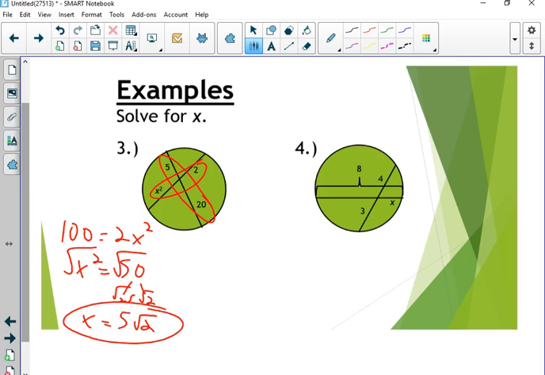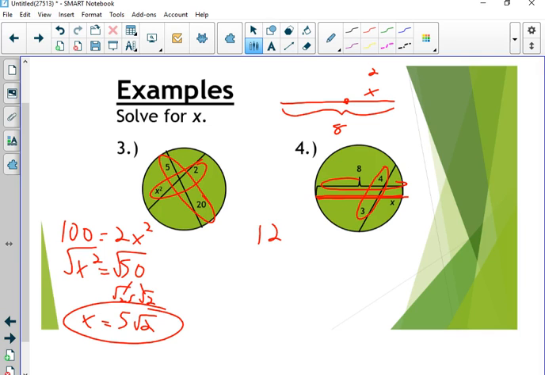Okay, last one. This right here is just showing you that this chord right here is 8. Okay? So what we have here is 3 times 4, which is 12. And I'm going to come up here, and if I have this is 8, and this is x. Okay, let's just think about what this means.